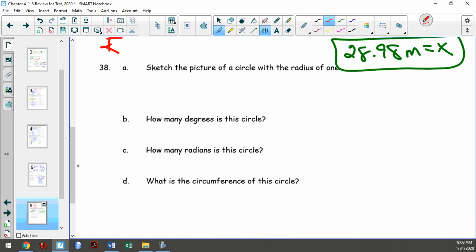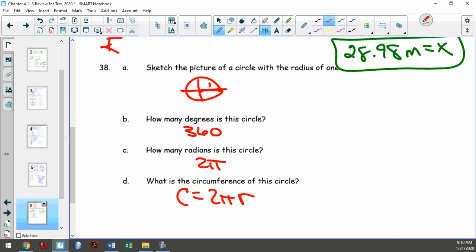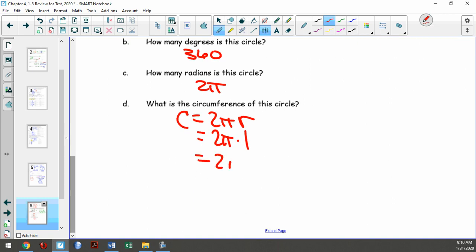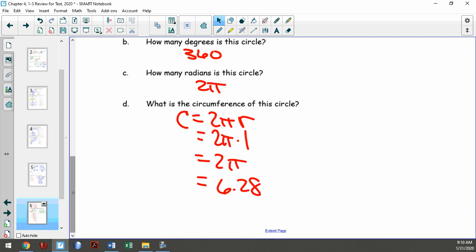If I'm drawing a circle with radius 1, bam, there's 1. How many degrees are in that circle? How many radians? 2 pi. What's the circumference? Circumference is 2 pi r. So that's 2 pi times 1. So it's just going to be 2 pi, which is 6.28. Yes?